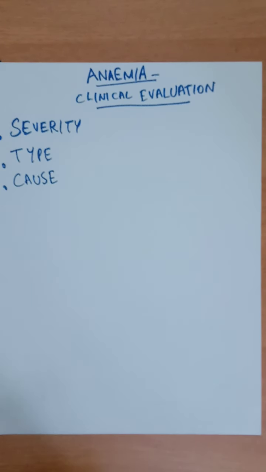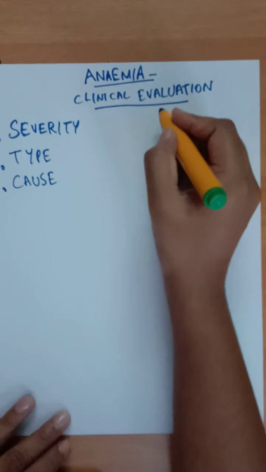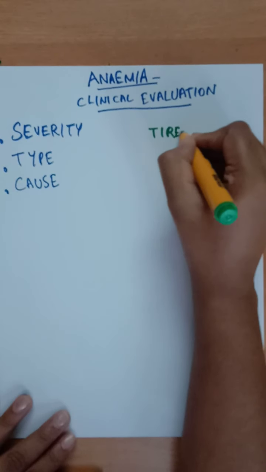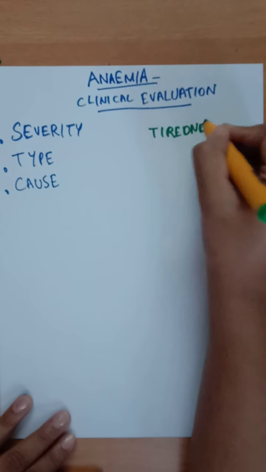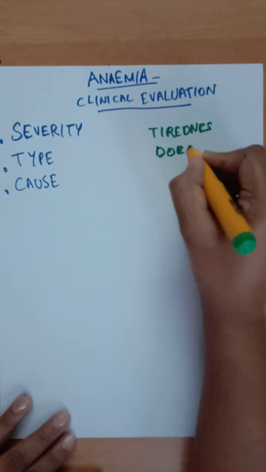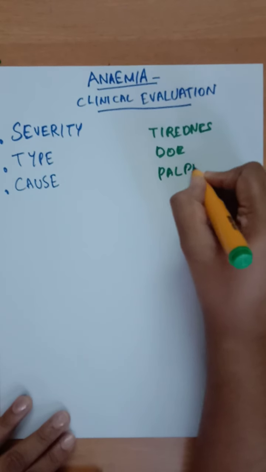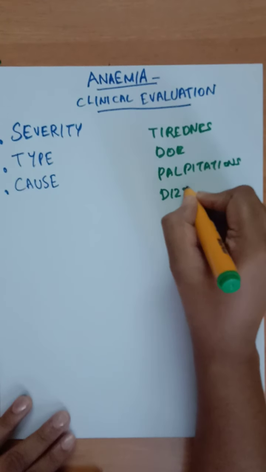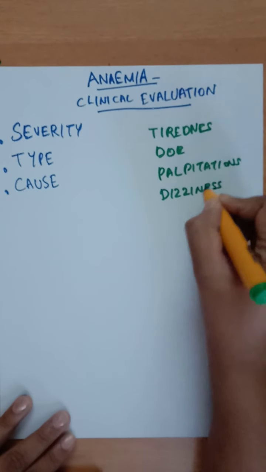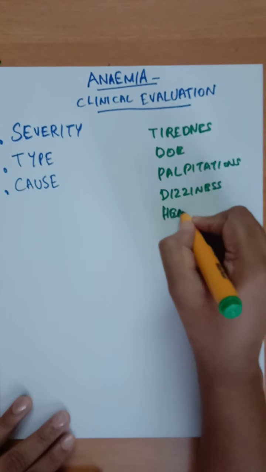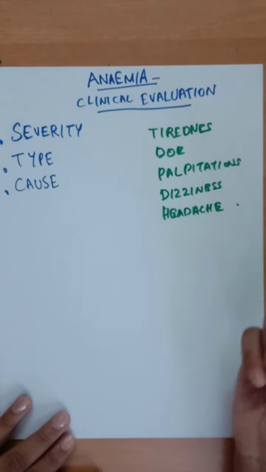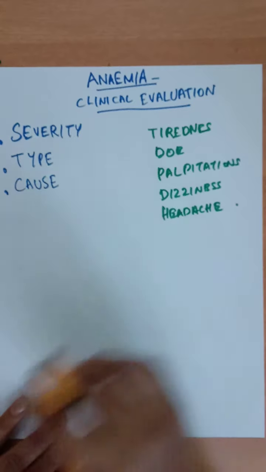About the symptoms, usually in anemia they present with excessive tiredness, mostly non-specific symptoms, and dyspnea on exertion, palpitation, dizziness and headache. Headache is due to the decreased oxygenation of the tissues.